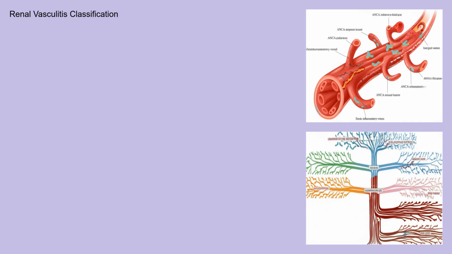Renal vasculitis is often classified based on the underlying systemic vasculitis that is causing it. The ANCA-associated vasculitides, including granulomatosis with polyangiitis, microscopic polyangiitis, and eosinophilic granulomatosis with polyangiitis, are common types. Other classifications can be based on the size of the blood vessels affected, such as large vessel, medium vessel, or small vessel vasculitis.